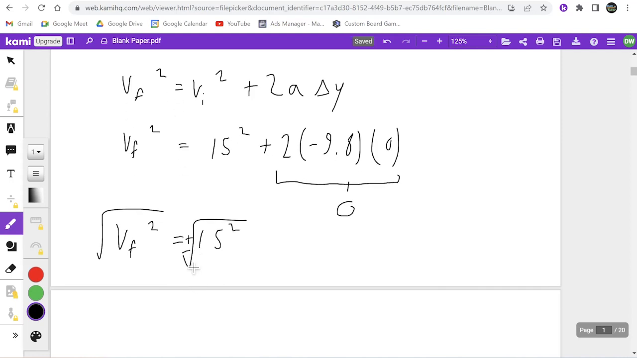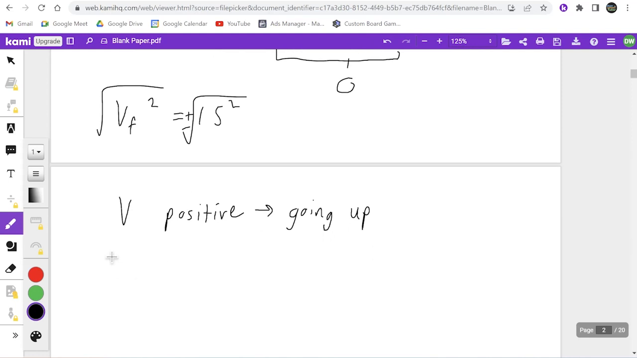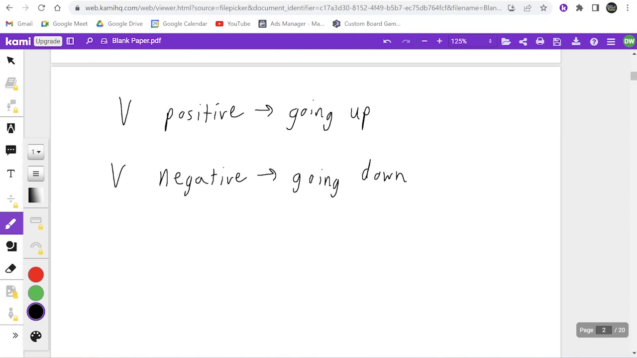What would a positive v final mean? Well, it doesn't matter if it's v final or v initial, but if v is positive, then that means you're going up. And if v is negative, then it means you're going down. Now remember, we're solving for v final right now, when you catch it. When you catch it, is the ball going up or down? It's going down. So in other words, what I'm saying is the answer should be negative root 15 squared. You plug that into the calculator, you'll just get negative 15 because the square root and the squared cancel. And that's your velocity. Oh, and it's meters per second.